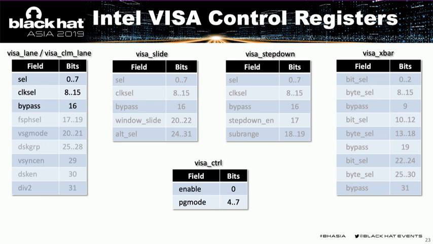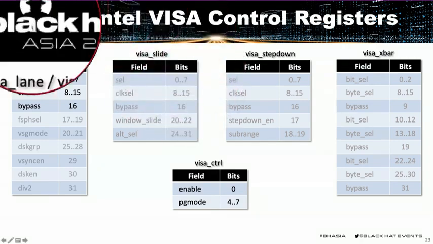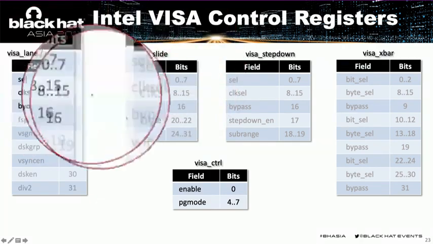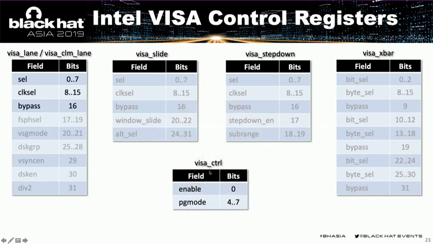To use the basic functionality of the VISA network, only two types of control registers are needed. They are VISA lane and VISA control. Some of the standards which we have found, we have never seen in any of our VISA XML files.